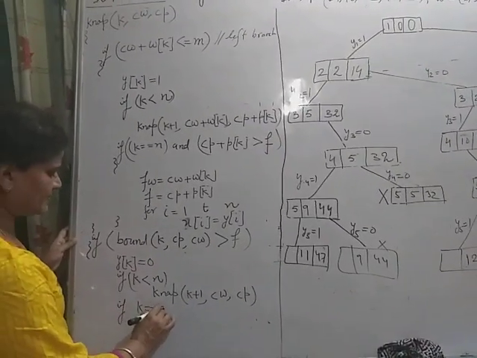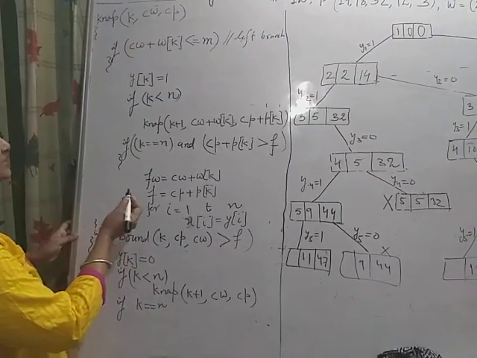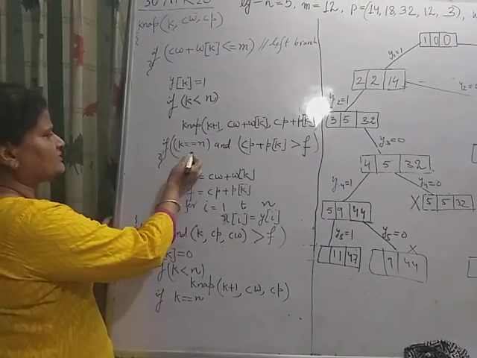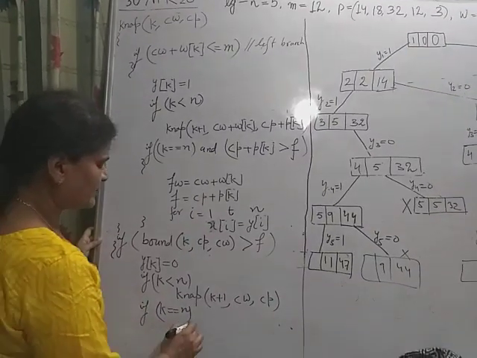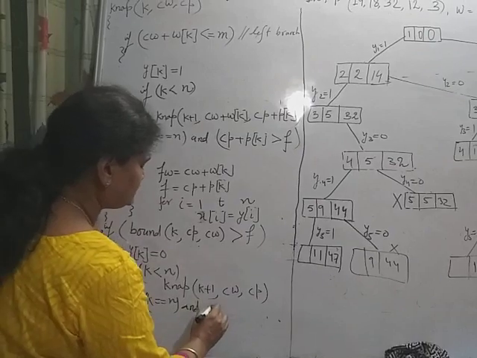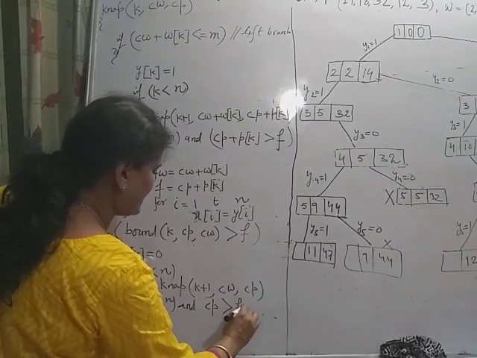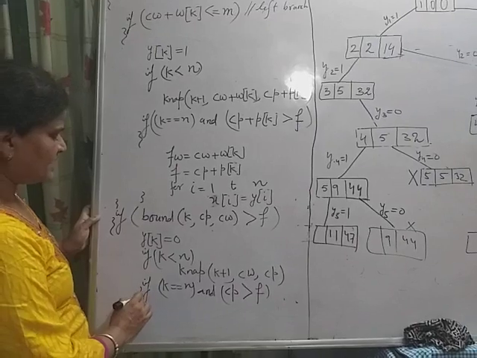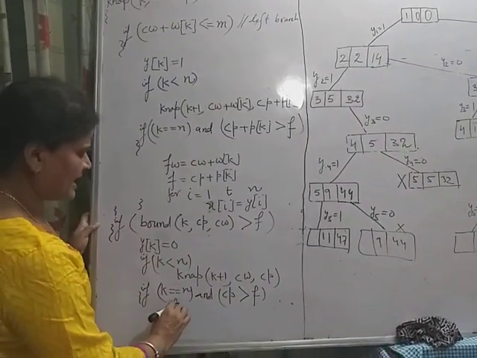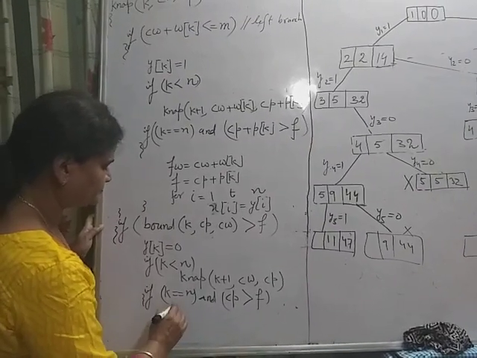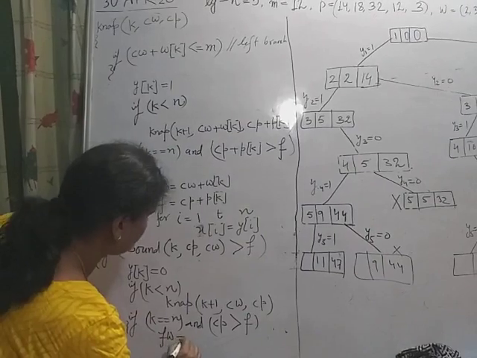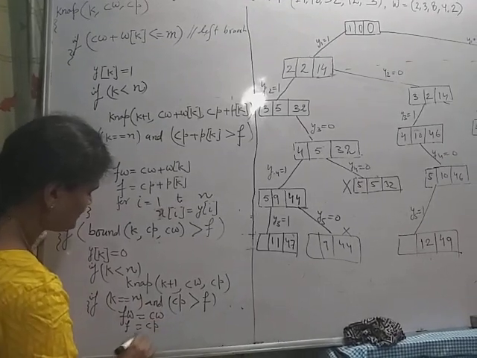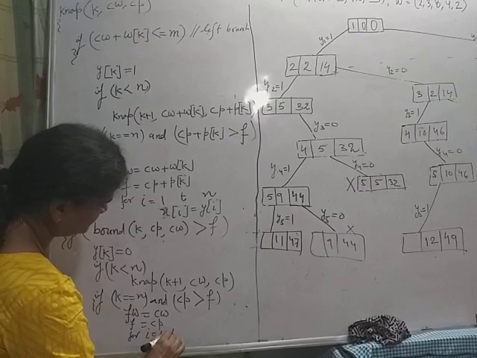If k equal to n, okay, if k is less than n, here we can put else. It is not required. If k equal to n and Cp is greater than f. See, here I have used only Cp because the kth weight is excluded. If k equal to n, then the same code is copied: Fw equal to Cw and F equal to Cp, for i equal to 1 to n.